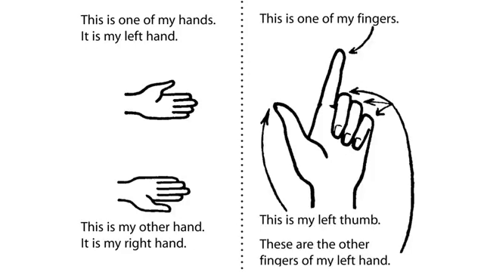This is one of my hands. It is my left hand. This is my other hand. It is my right hand. This is one of my fingers. This is my left thumb. These are the other fingers of my left hand.